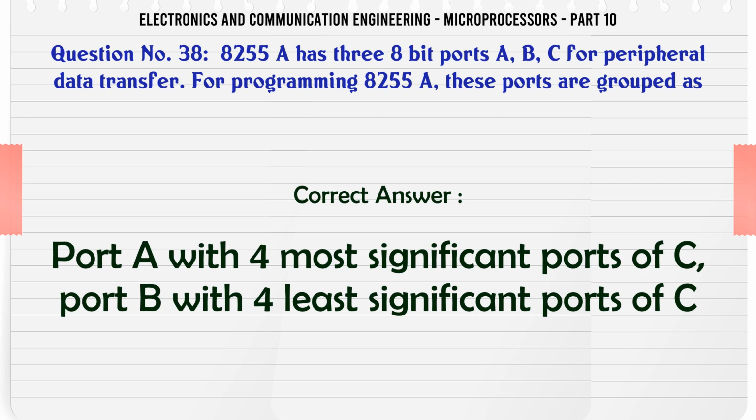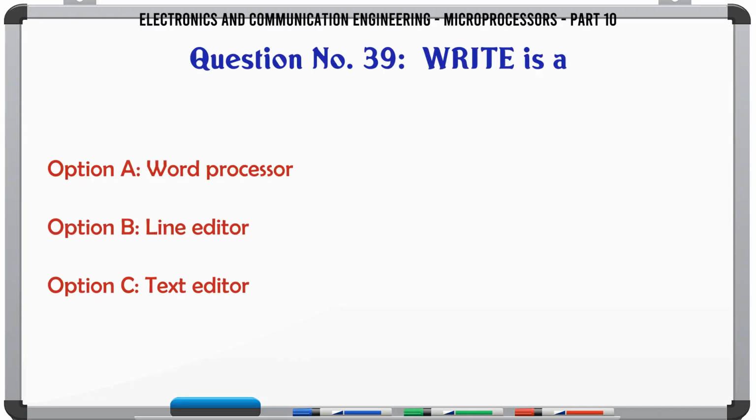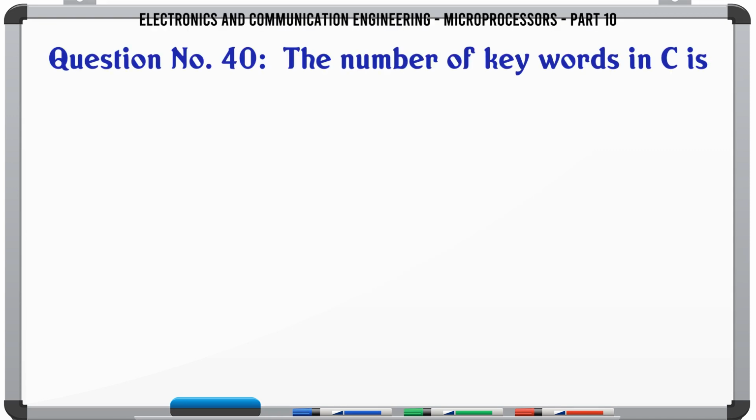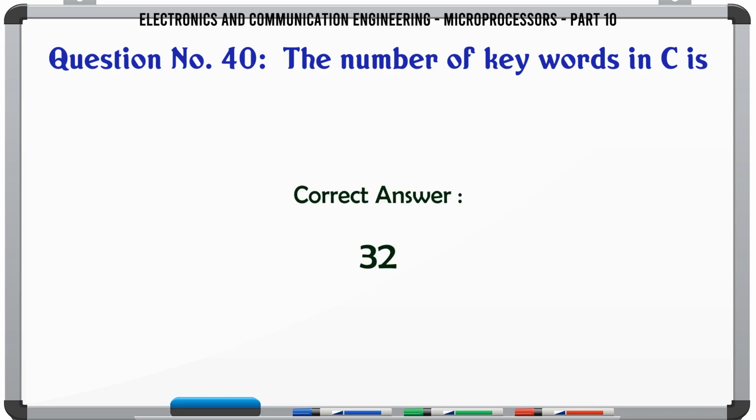Port B with 4 least significant ports of C. Right is A. Word processor. B. Line editor. C. Text editor. D. Column editor. The correct answer is word processor. The number of keywords in C is A. 4. B. 8. C. 16. D. 32. The correct answer is 32.